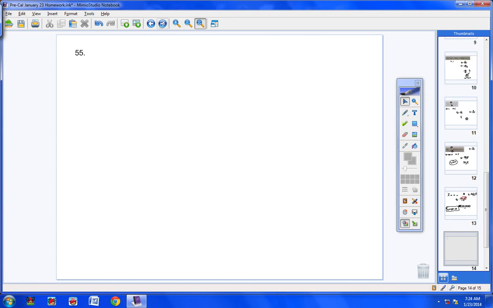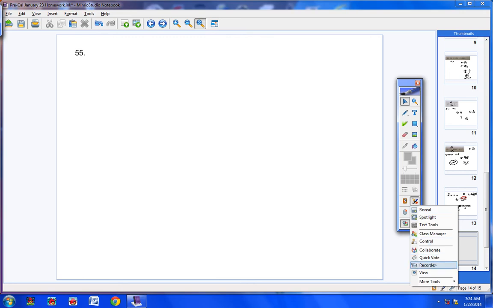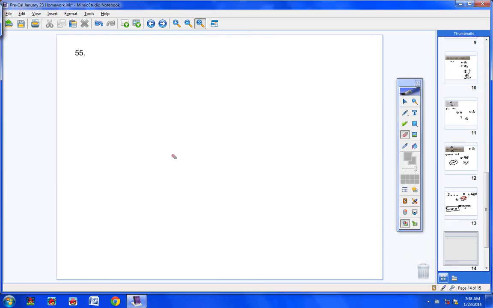Let's take a look at number 55. Okay, number 55 reads as follows. I'm just going to paraphrase it. You've got a parent who puts $1,000 into a savings account, and the $1,000 is increasing at 3.2% compounded annually. Find the amount of the annuity at the end of 18 years.